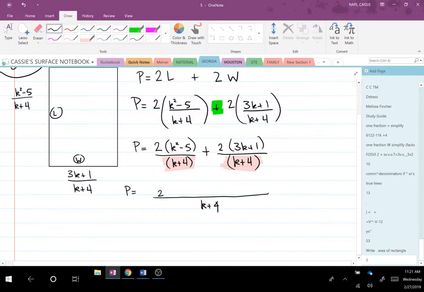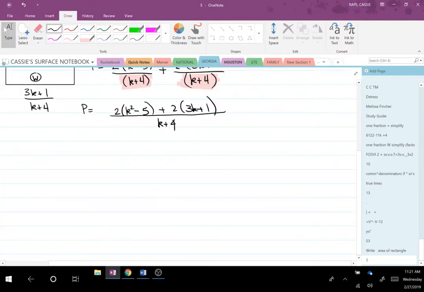And now you've just got this math, 2 times k squared minus 5, sorry, plus 2 times 3k plus 1. We're going to multiply that out to see if maybe we can get something to factor. So perimeter is equal to 2k squared minus 10 plus, distribute the 2 on the other side, that would be 6k plus 2, and it's over k plus 4.